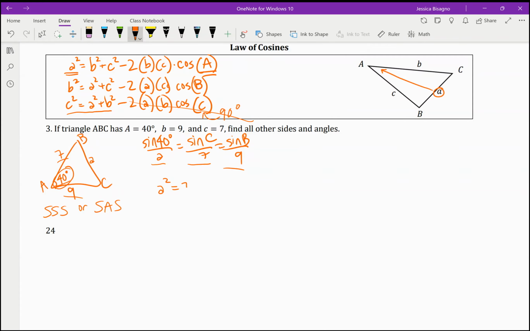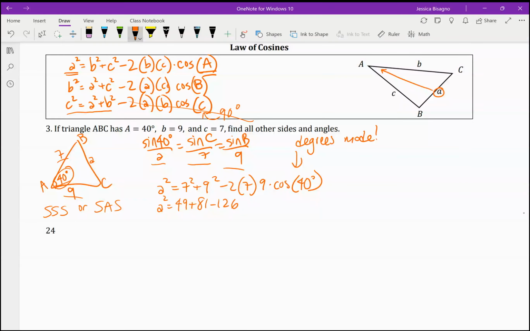So a squared is equal to 7 squared plus 9 squared minus 2 times 7 times 9 times cosine of 40 degrees. And by the way, you are in degrees mode in this entire chapter. I know it's weird. We've been doing radians a lot, but for this chapter, you're going to be using degrees mode. And then I would do a squared is equal to 49 plus 81. I would just do this all in my calculator.